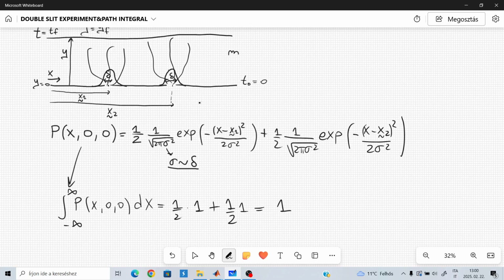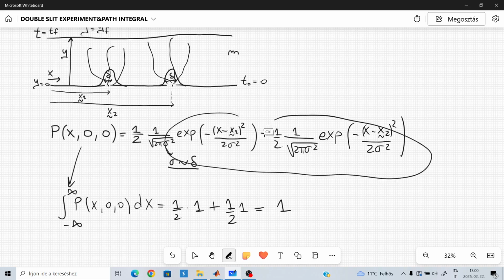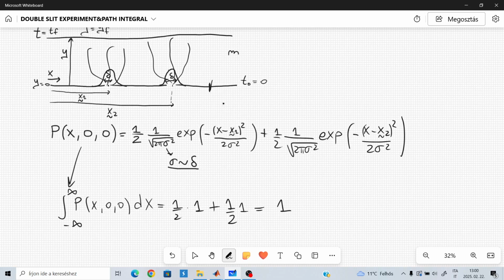Then there is some non-negligible probability also in between the slits. If you just check the mathematical expression, if you set x, for example, to a value that's here, you will get a value which is not 0 for the probability. But since this is an exponential which decays quite fast, and also this one, the probability will be close to 0 there.